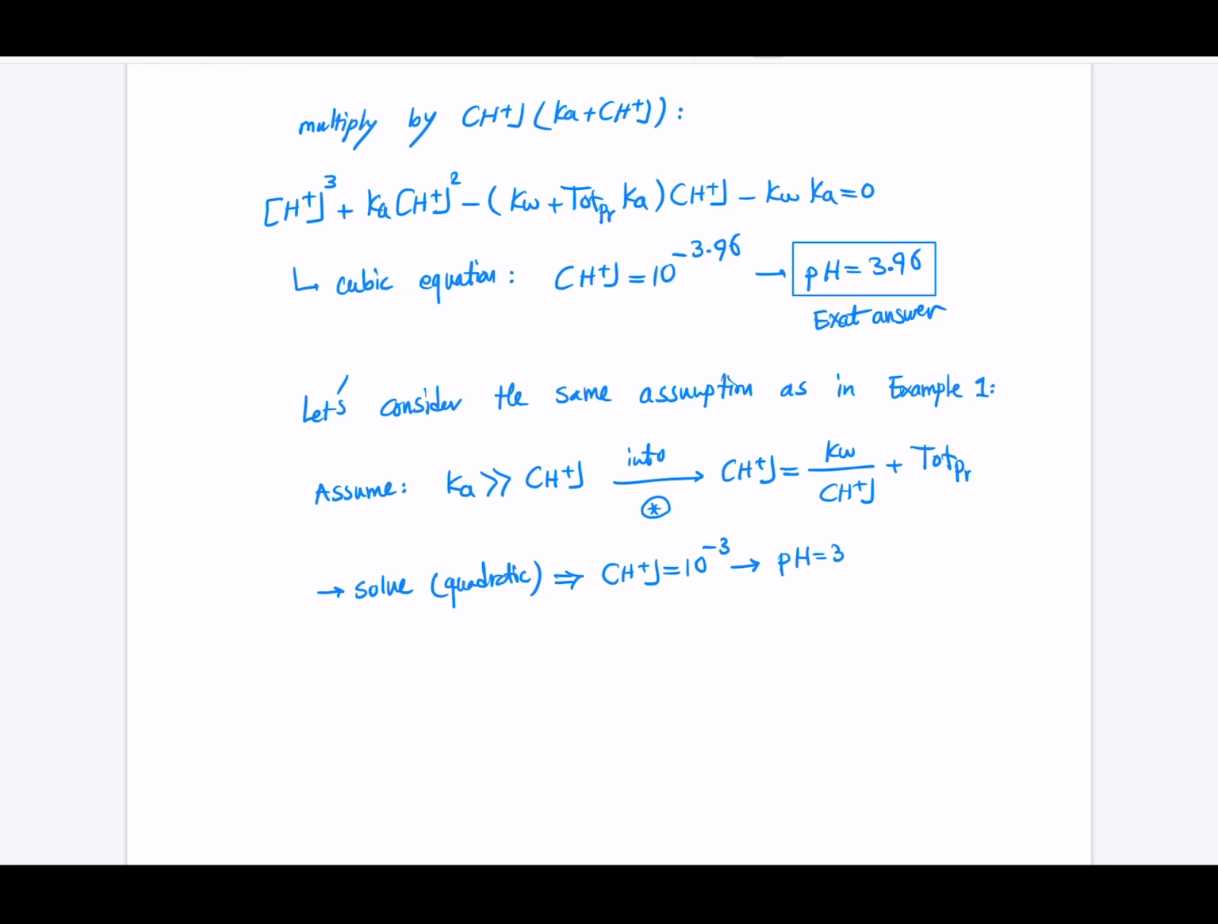And I did all the calculation, mass balance, charge balance. Uh, it was all based on what we talked about.